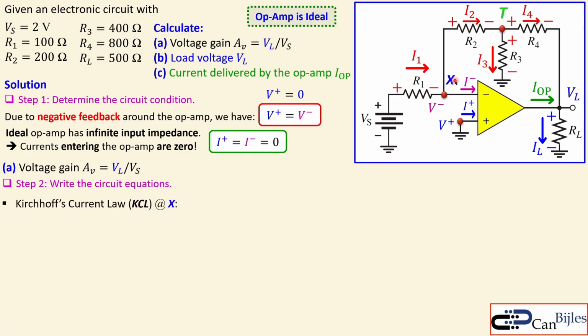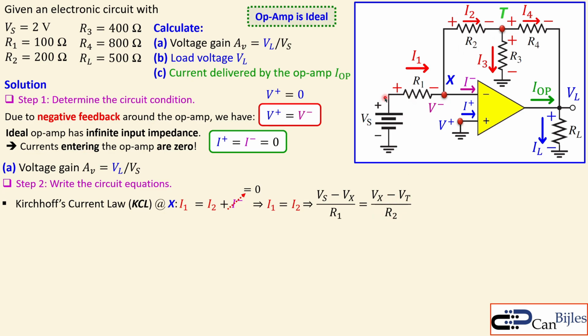Now, if I look at node X and set up Kirchhoff's current law, KCL, at node X, I can see the following. I1 will split into I2 and I minus. So this is entering and producing I2 and I minus. But we know I minus was 0 because there is an ideal op-amp here. So we can say I1 is equal to I2. Now we can use Ohm's law, because the current is equal to voltage over resistor. So for I1, we can say V1 over R1, and for I2, V2 over R2.